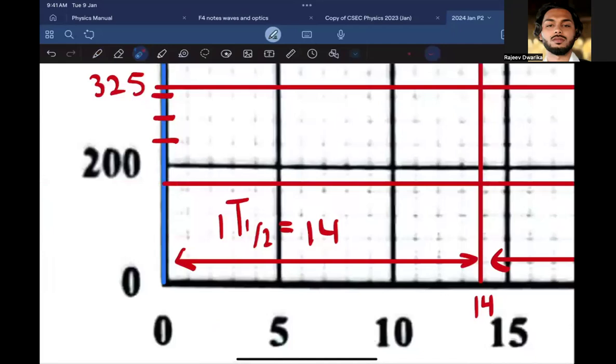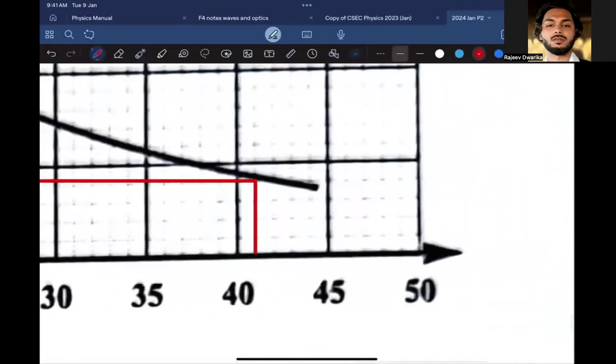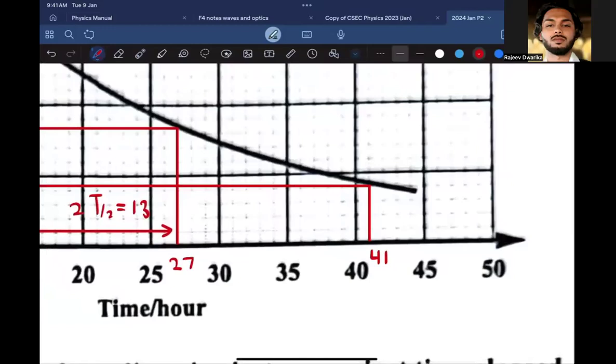So how much is one small block? Like 40, right? So this over here will be 160, and we want to get 162.5, so that'll be a little above 160. And if you take a reading off here, again, 41, right? Yeah, it will show 41.